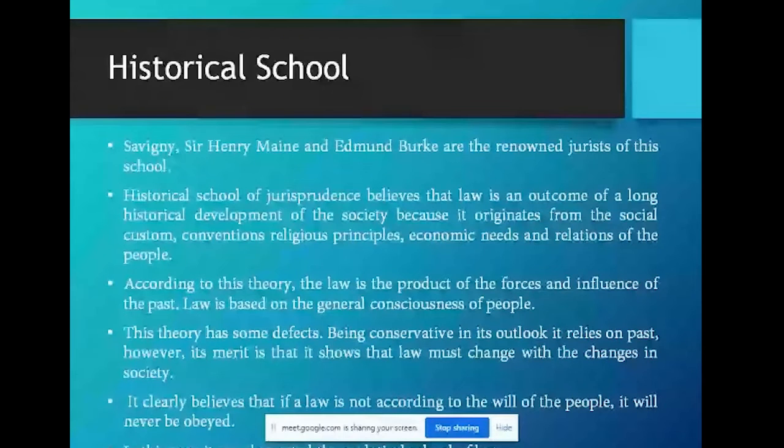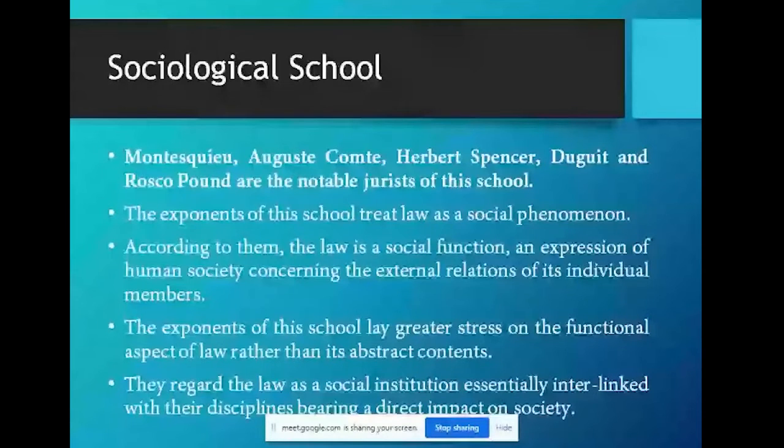And the next school is the sociological school. Montesquieu, Auguste Comte, Herbert Spencer, Duguit, and Roscoe Pound are notable jurists. They treat law as a social phenomenon. They stress the functional aspect of law rather than abstract contents. According to them, law is an expression of human society concerning external relations of its individuals.